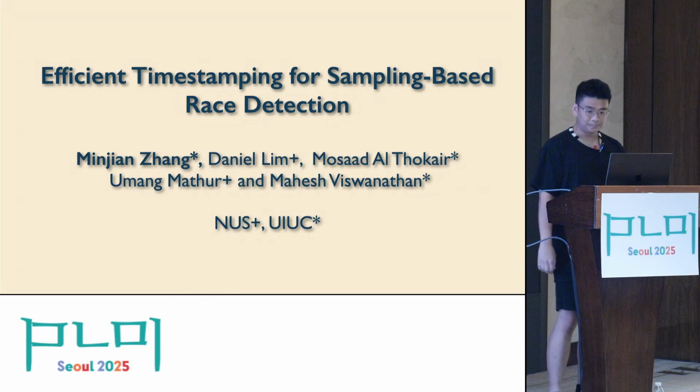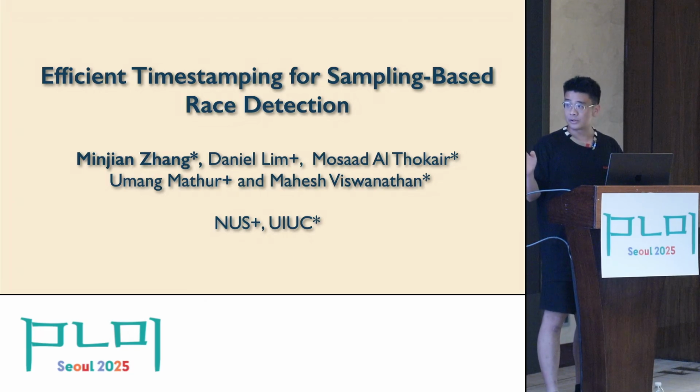Okay, so this is joint work with my dear collaborators Daniel Lim and Umang Mathur from the National University of Singapore, and Mosaad and Mahesh from UIUC. The talk will be about some algorithmic improvement on dynamic race detection under a specific context called sampling.